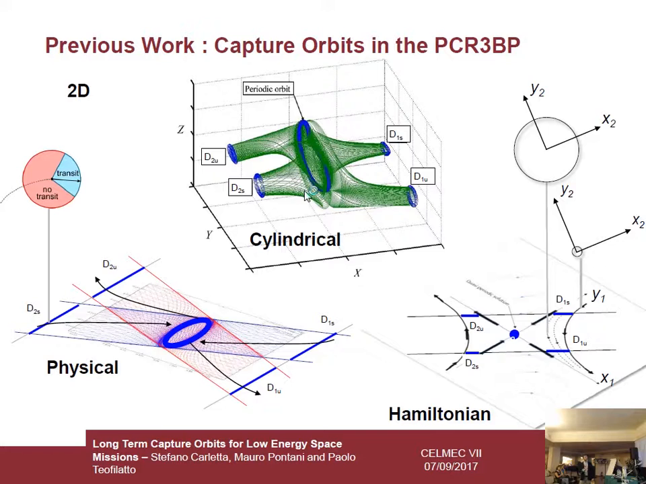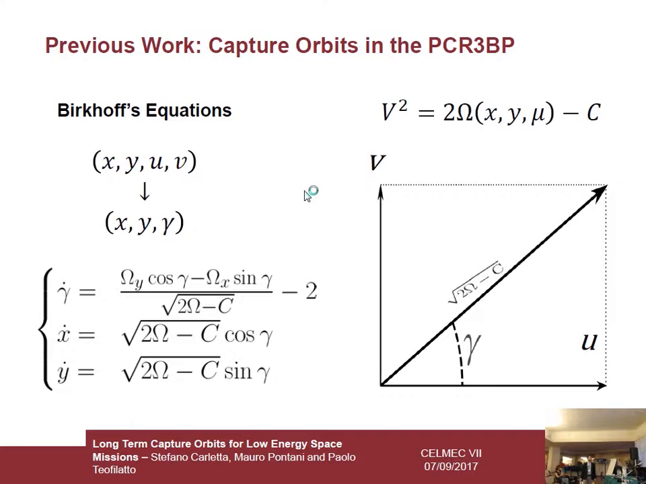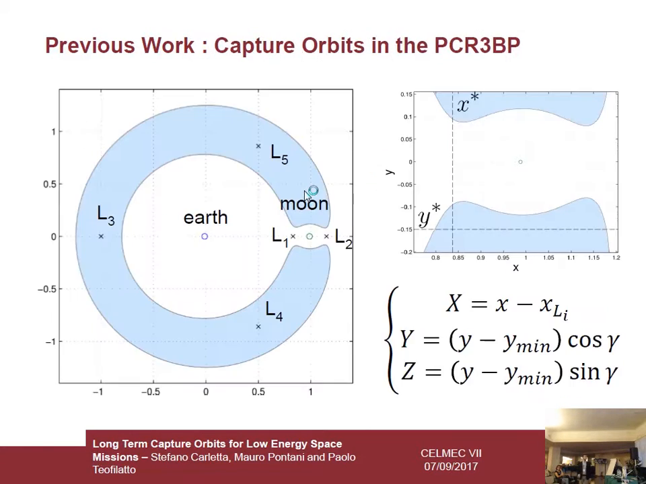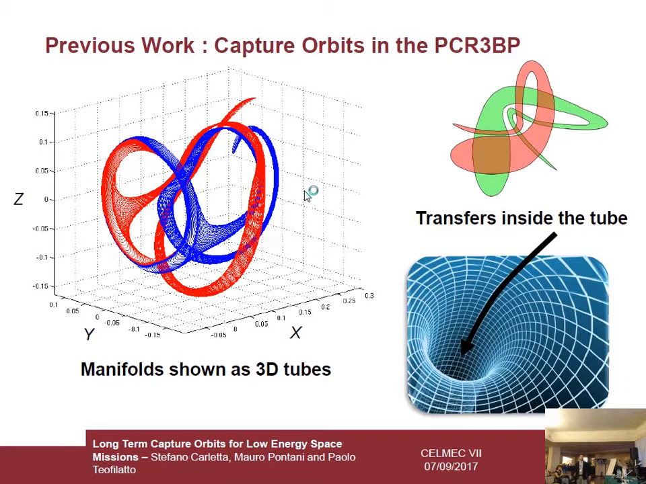So we start from the cylindrical representation used in the planar model, and we could work on it by using Birkhoff's equation, reducing the state variables from 4 to 3, and making some transformation to cylindrical coordinates, so x, y, and z can now be represented in a 3D space. That's the maximum that we can represent. The manifolds can be seen here as tubes. So again, running inside the tube defines the condition for transit. And the tube itself is asymptotic for asymptotic orbits.